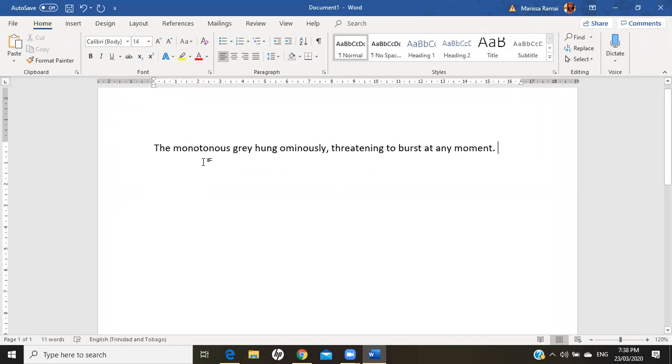This is the rain, the monotonous gray, meaning the sky is gray throughout. Monotonous means same. You probably weren't here for that. This is describing a rainy night where rain is going to fall. Hung ominously means the clouds are hanging low and they are gray. It's the same throughout, threatening to burst at any moment, meaning it's going to rain at any moment. So, Felicia, next line.